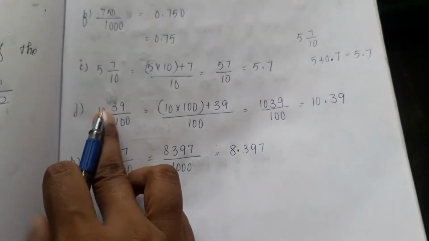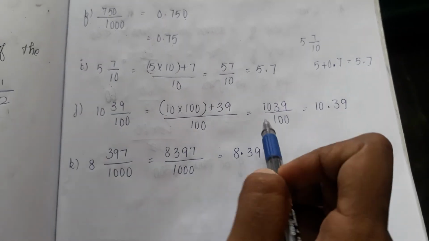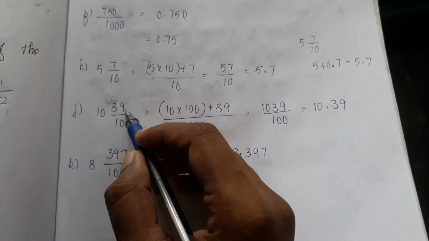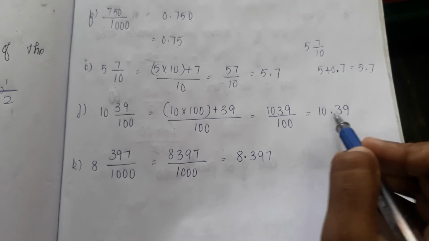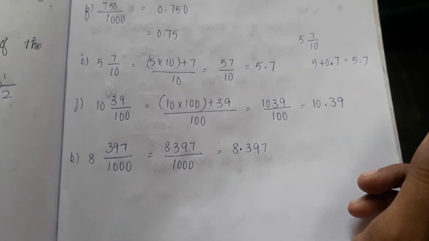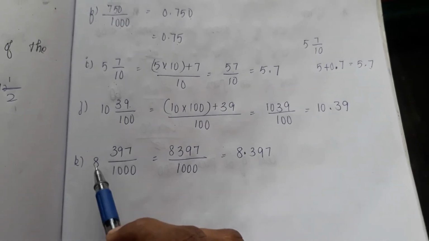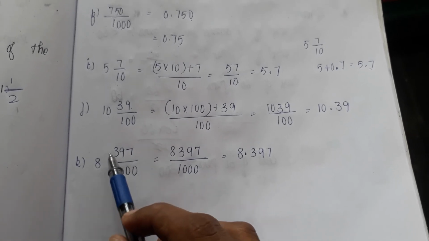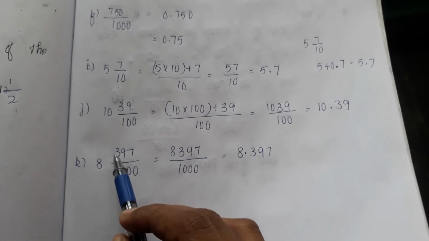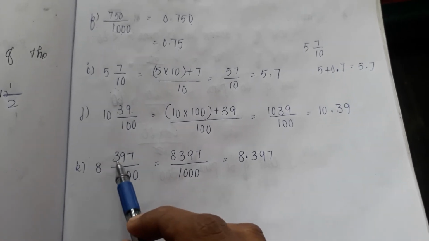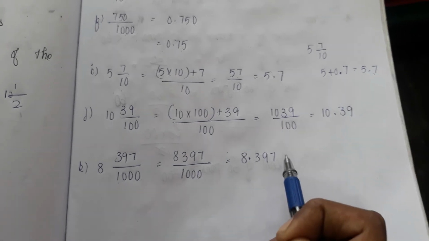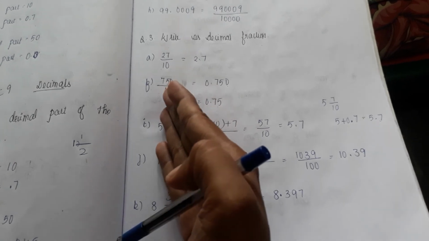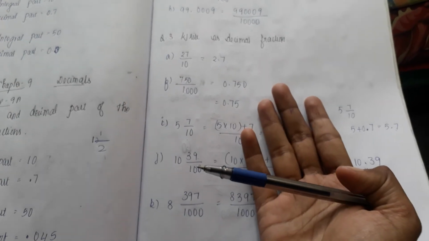Okay, same here also, you can write it like this as an improper fraction. Otherwise 39 by 100 is 0.39, so 10 plus 0.39 is 10.39. In that way also you can write. So here also same thing: 8, and this one, 397 by 1000, 1 2 3 digits are there, so before 3 digits you put the point, 0.397. So 8 plus 0.397 is 8.397. Okay students, so in that way we need to convert fractions into decimal fractions.